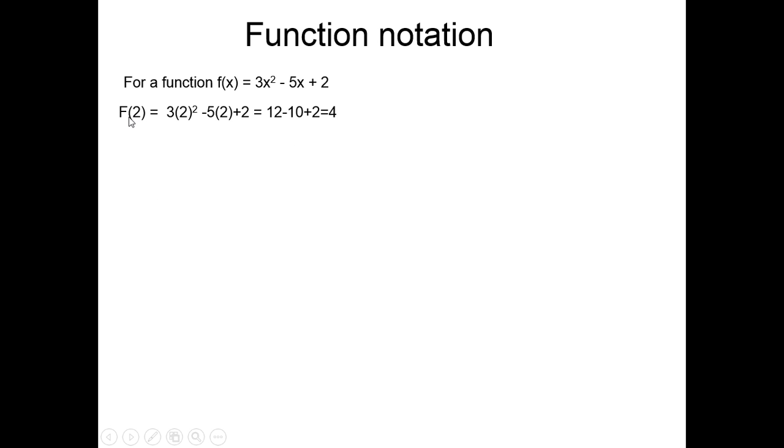So here, this says go to the function f and take all the x values and replace them with 2. So it says evaluate the function f at 2. So every x is replaced with 2. The computation is done, squaring, multiplying by 3, and multiplying by 5, adding them together, and it evaluates to 4. So f of 2 is 4.